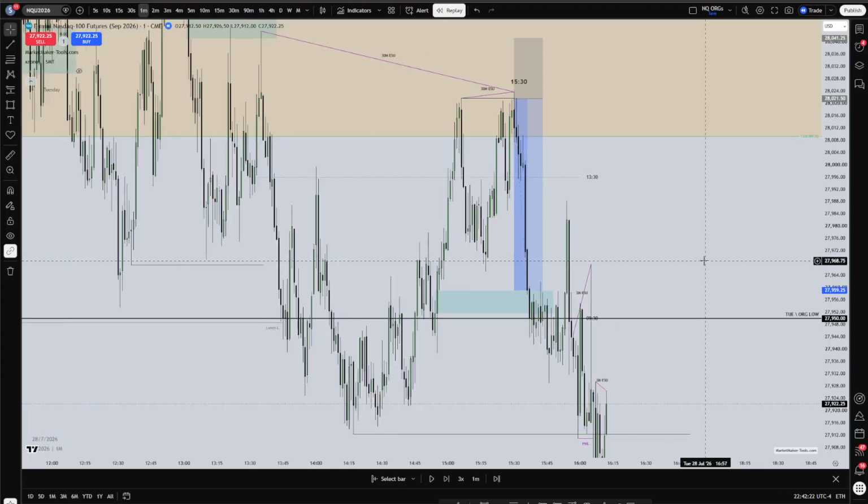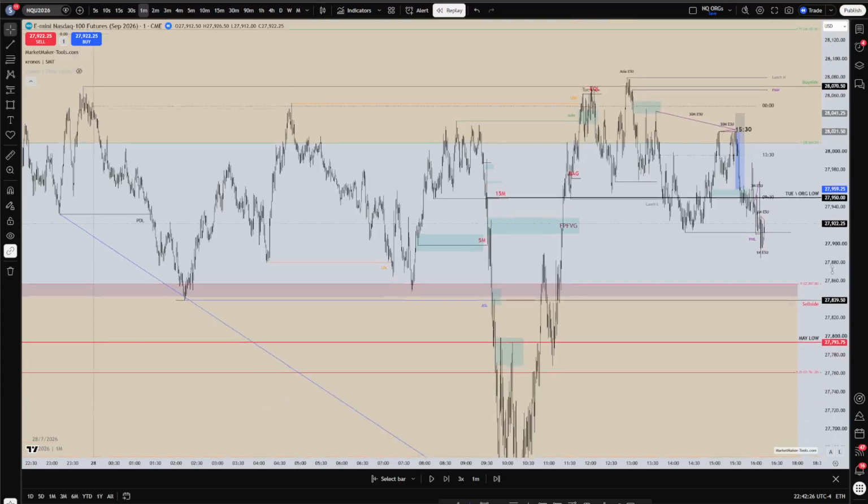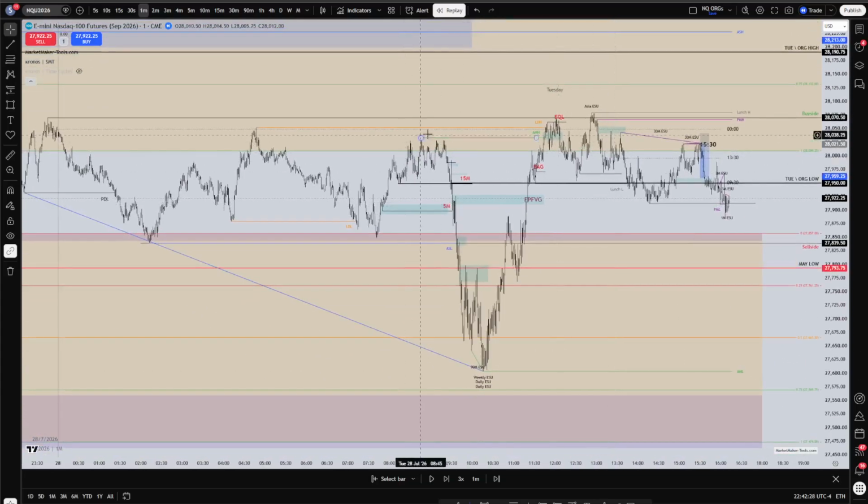So that was the whole idea of today's trades, honestly. So look at this, beautiful. This is what? Original consolidation, sell side of the curve, buy side of the curve.